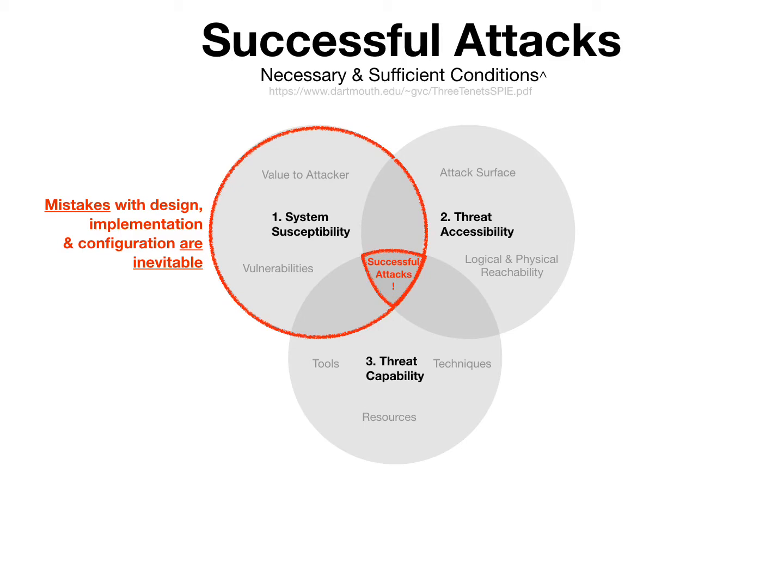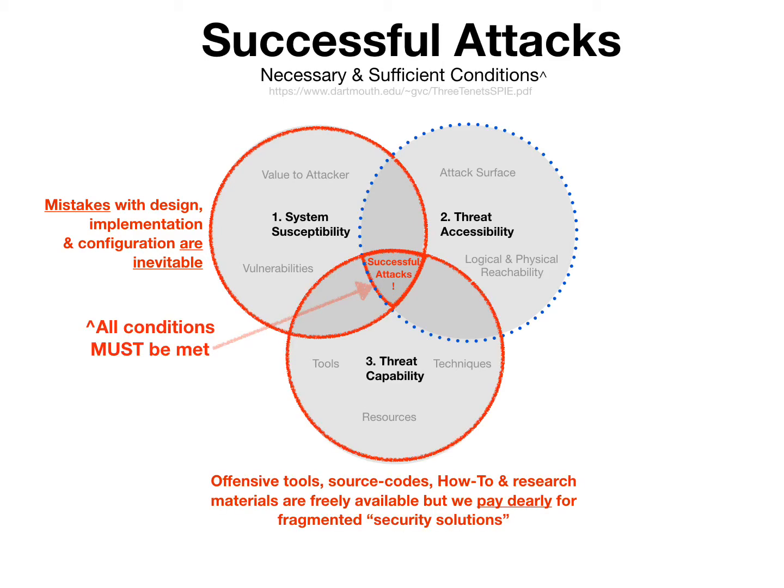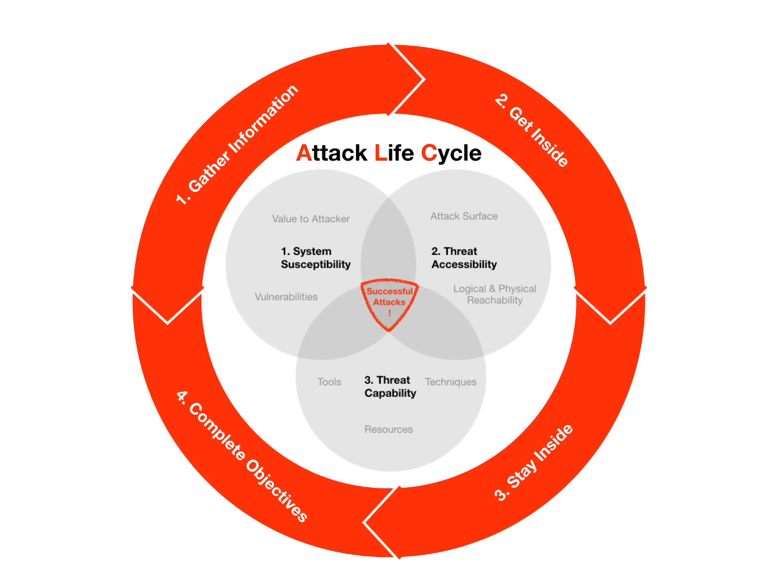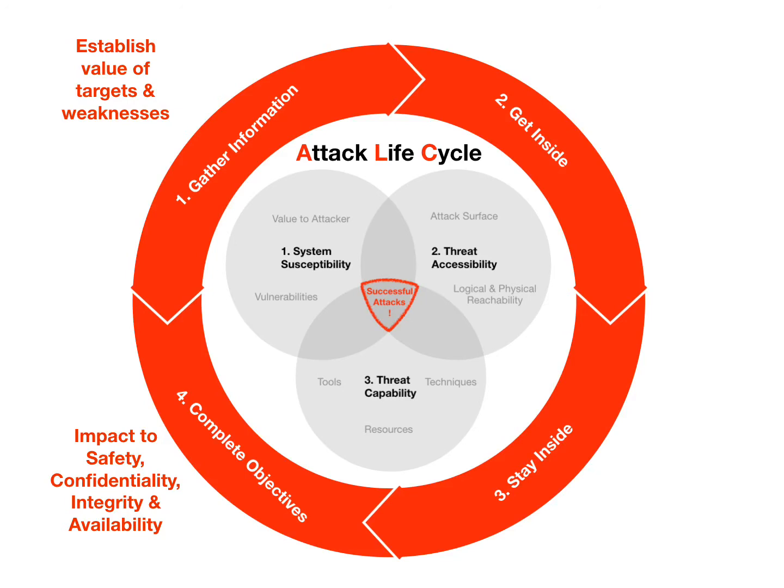Whether vulnerabilities can be exploited depends on the next two conditions: threat accessibility and capability. The only aspect that we can truly mitigate is threat accessibility through better system design. The attack life cycle starts off with information gathering to establish the value of targets and weaknesses. The final stage of attack will impact safety, confidentiality, integrity, and availability depending on the objectives of the adversaries.